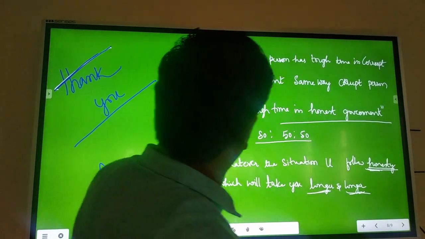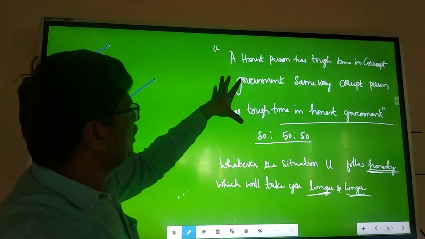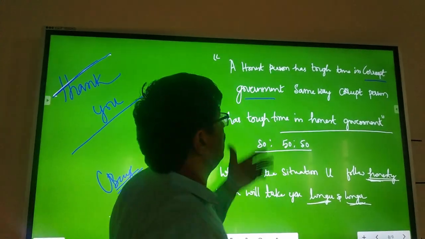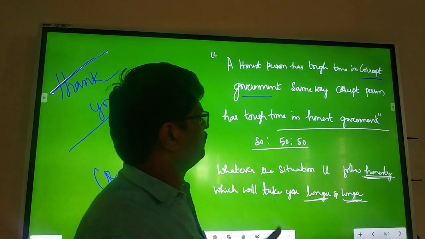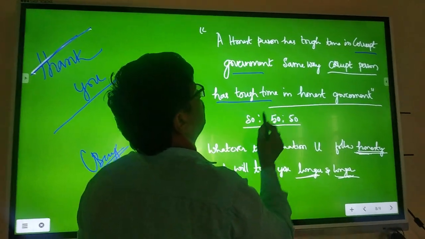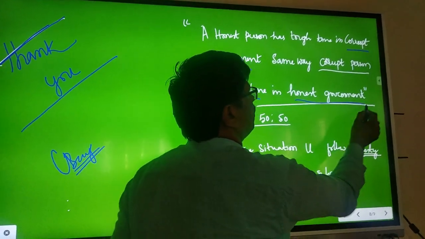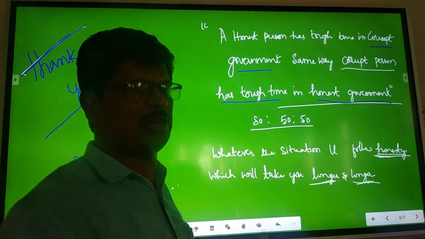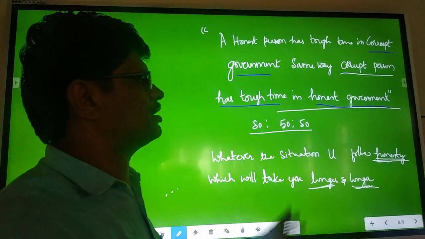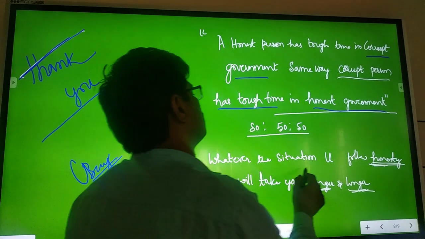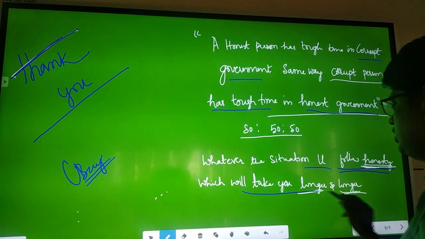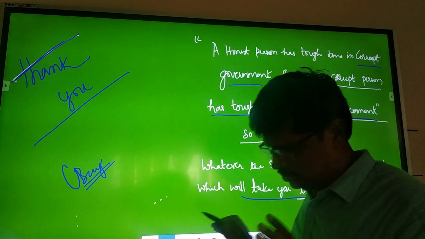Now let me end with this beautiful quote. An honest person has a tough time in a corrupt government. In the same way, a corrupt person faces a tough time in an honest government. That means the chances are 50-50, and you need not worry. You should only know how to apply it. Whatever the situation may be, follow honesty, which will take you longer and longer. Don't you want that? Follow this honesty.